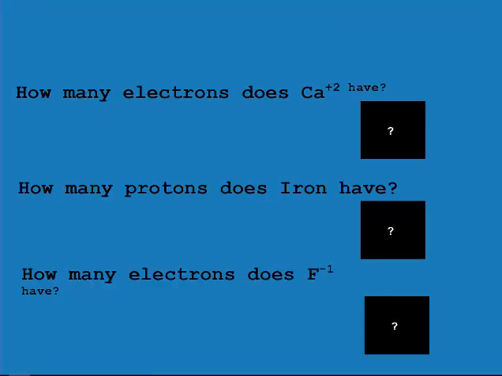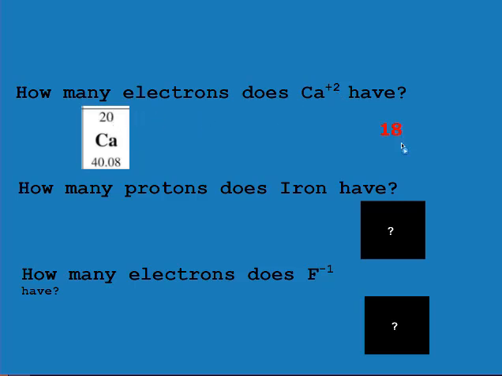So it says, how many electrons does calcium plus 2 have? Well, the first thing you'd want to do is look on the periodic table for calcium. So calcium has 20 protons. Since it has a plus 2 charge, that means it lost 2 electrons. So 20 minus 2 gives me 18 electrons. You can also, after you figure it out, double check yourself by thinking I have 20 positives and 18 negatives. That would give me a surplus of 2. So it's a positive 2 charge.